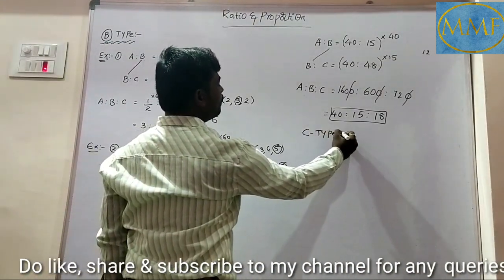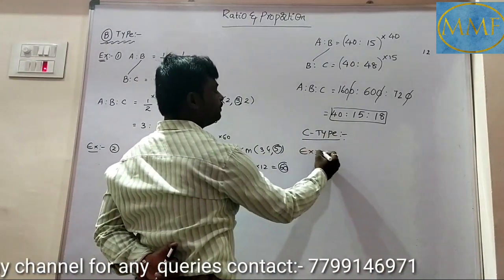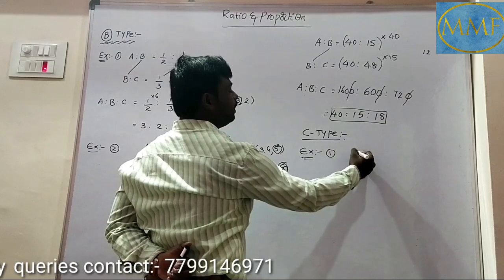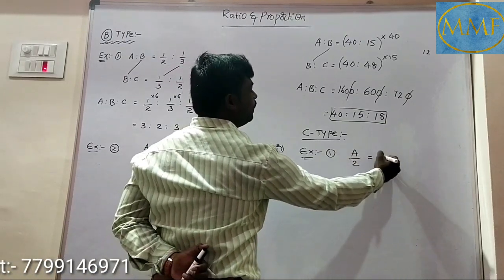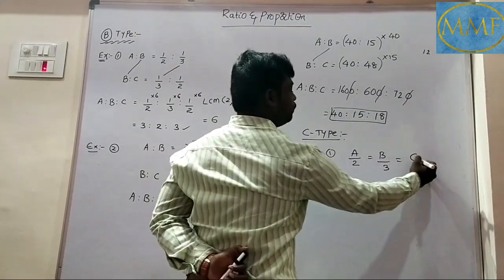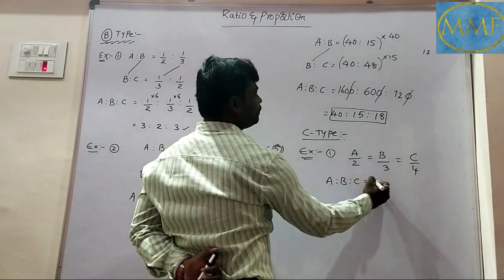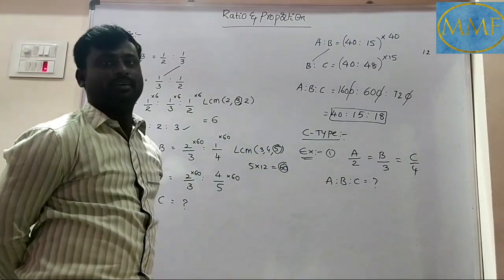C type is very simple. Example we will see. Example 1: a by 2 is equal to b by 3 is equal to c by 4. Then what is a is to b is to c? This is C type 1.